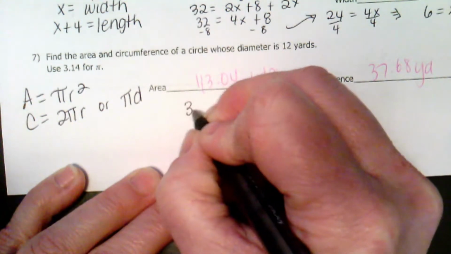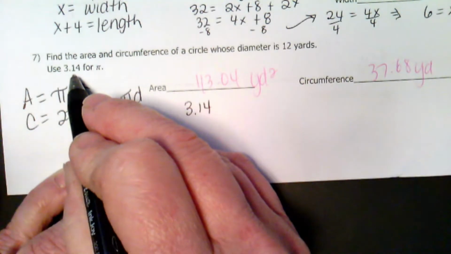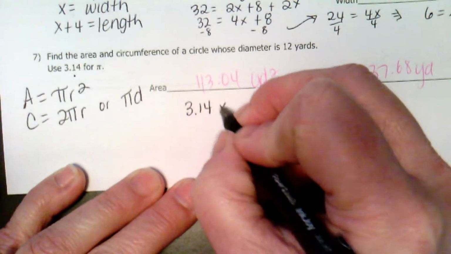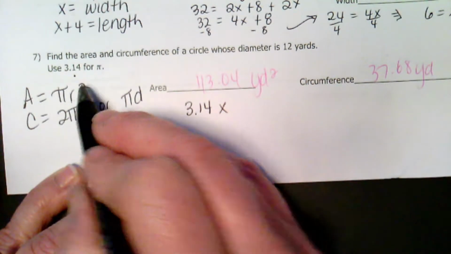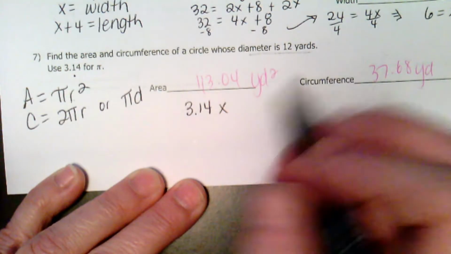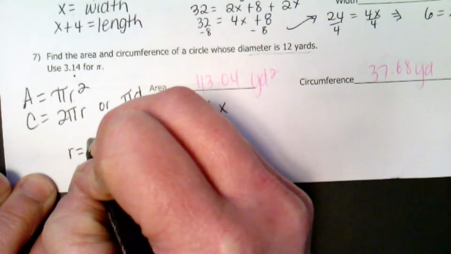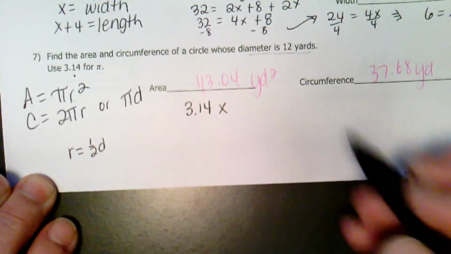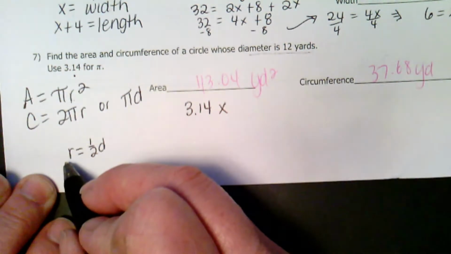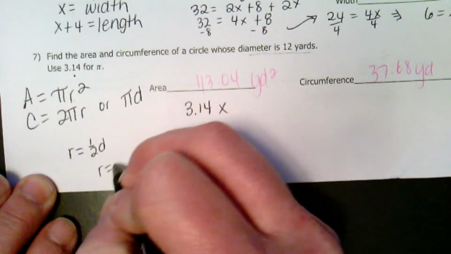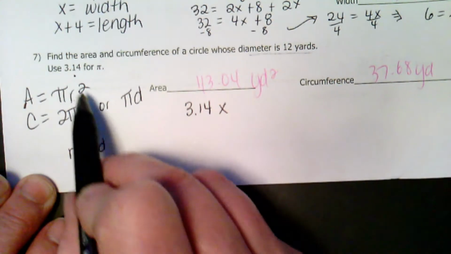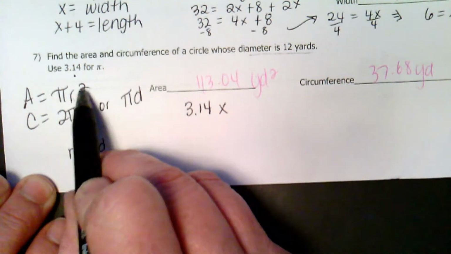So we can use 3.14 for pi. That's what it tells us to do. And then we have to times it by our radius squared. Well, if they give you diameter, don't forget the radius is half your diameter. So if our diameter is 12, our radius is 6. So it's radius squared first though.